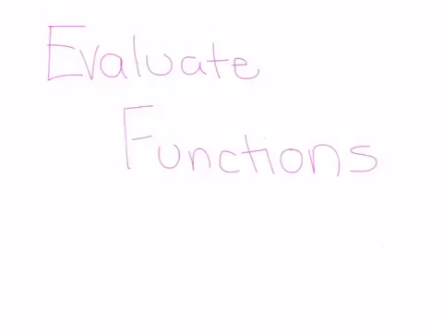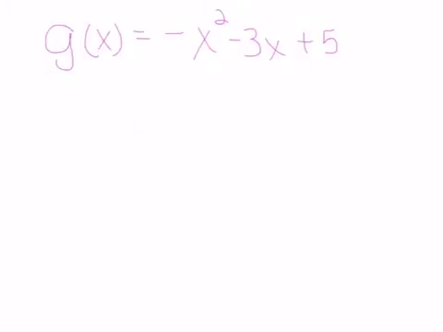Okay, in this video we're going to talk about evaluating functions. So here's the first function we're going to look at. We have g of x equals negative x squared minus 3x plus 5. And I'm going to ask you to evaluate it when x is negative 2.